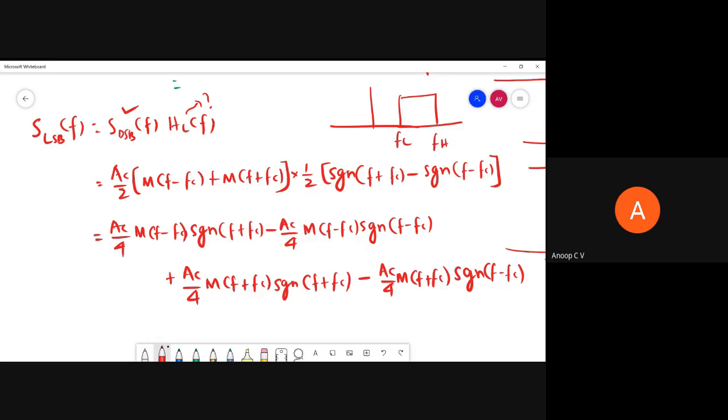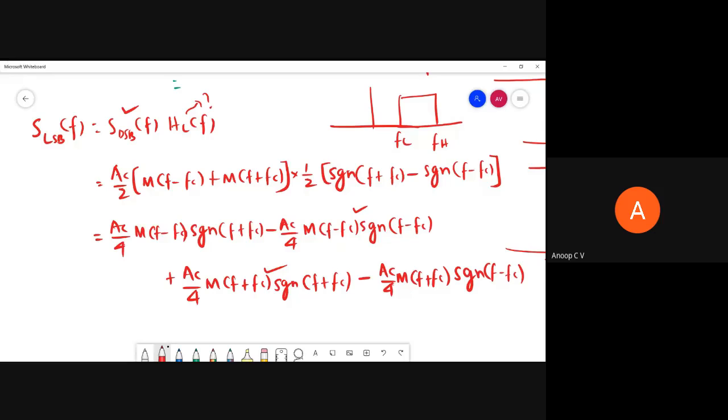So now we have the terms M of F minus FC into signum of F minus FC and M of F plus FC into signum of F plus FC. Those two terms we retain as such, right? Why? Because those who have seen yesterday's video, we have defined the Hilbert transform using the frequency domain. If you assume a Hilbert transformer as a filter, its frequency domain representation is actually minus j signum of F. Maybe somewhere you can use that.